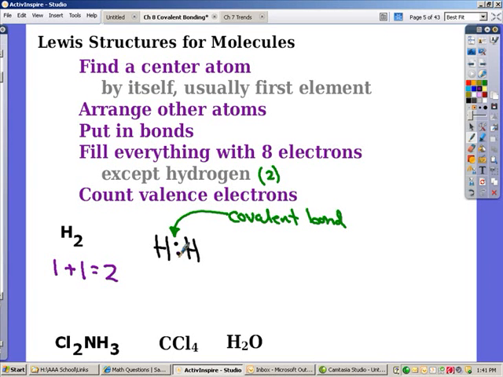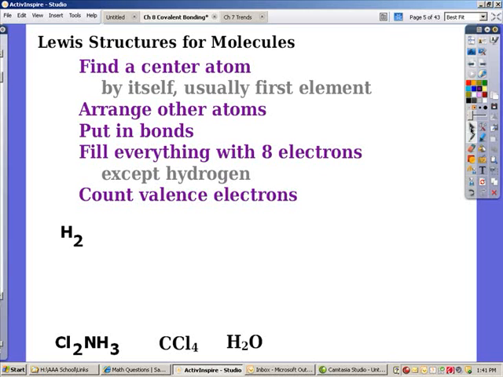Let's do one with a few more electrons, huh? How about chlorine? Chlorine gas is a covalently bonded substance. You could tell because it's a gas. Remember that gases and liquids many times are covalently bonded because they have low melting points and boiling points. All right, follow the steps here.